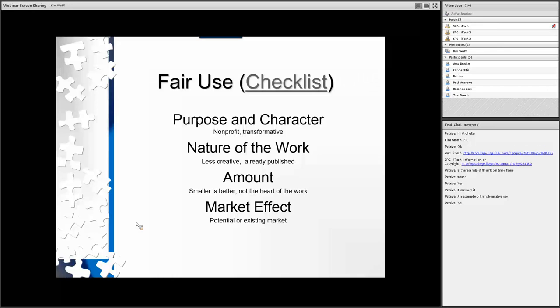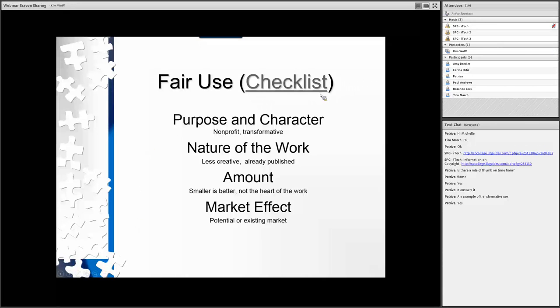The market effect, basically what you're looking at here is the effect it has commercially and the impact it would have on the author or the creator of the work. So obviously if we're looking at something that is created, a textbook that is intended to be sold, if we were to take portions of it and use it, then the potential is there to actually impact the market, because the intent or the purpose of it would be to be bought by students and to be marketed commercially.